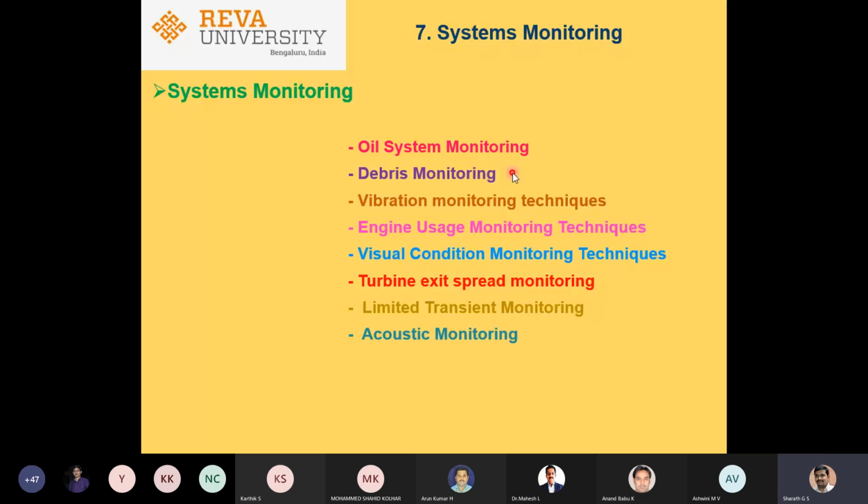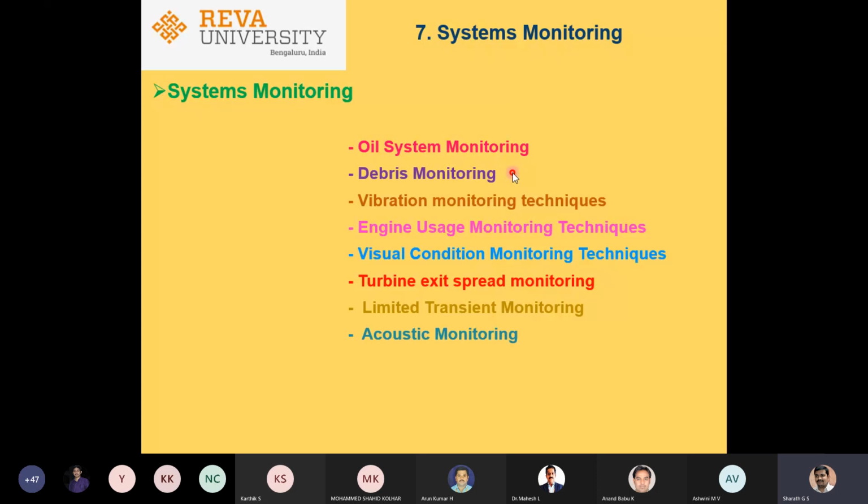Debris monitoring. If there is any damage to the bearing, the metallic particles will come through the return lines of the engine, and can be collected at the MCD, magnetic chip detectors, which are fitted in the return line. Magnetic chip detectors collect any metallic particles that are deposited, which come through return lines. And if you notice more debris, then we have to conclude that there is some abnormality.